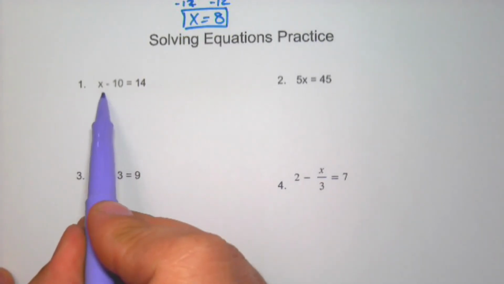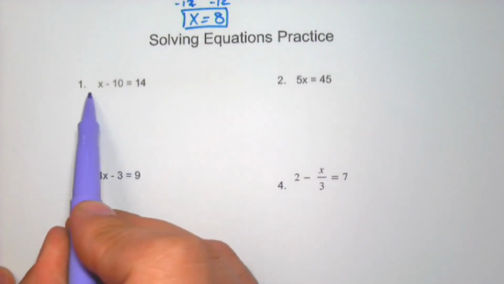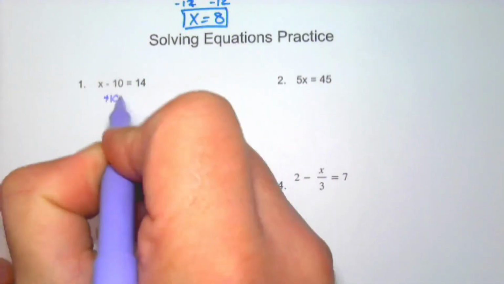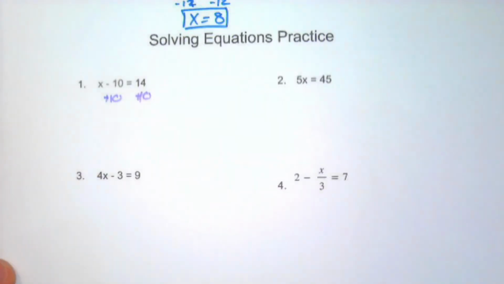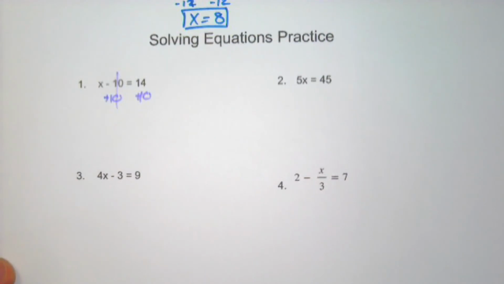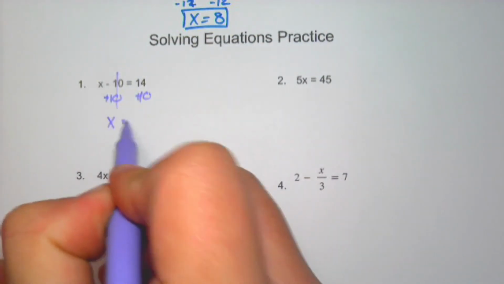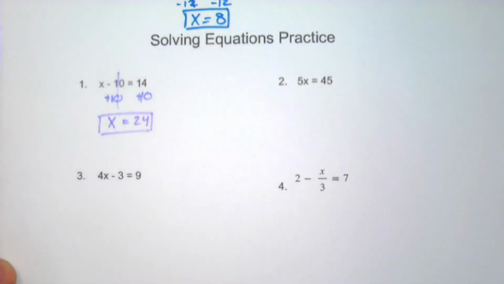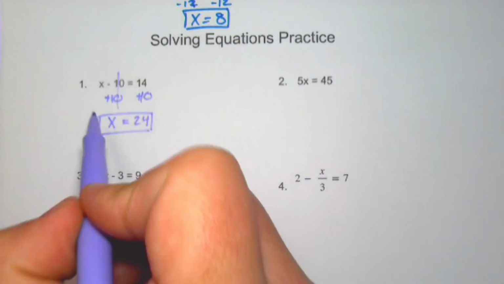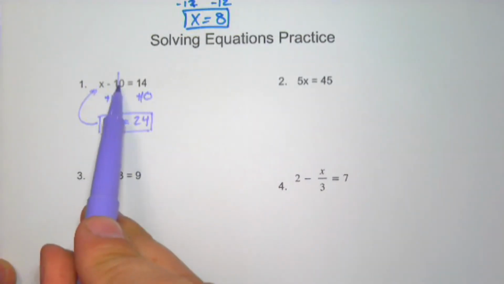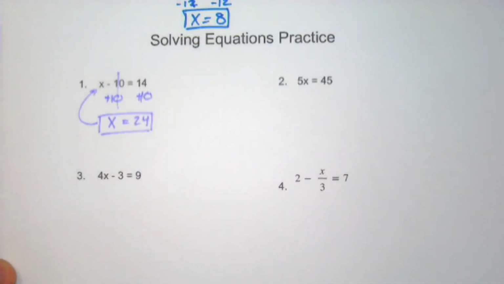For number 1, I see x minus 10. Again, I start where the variable is. And if I see that subtraction, I see that minus, I just want to do that opposite operation. So if I'm subtracting 10 from the x, I add 10 to get it out of there. Well, that leaves the x left over by itself, and then 14 and 10 is 24. Now again, if I was unsure, I could take this 24 and plug it back into the original. I could substitute it and go 24 minus 10. Yep, that's 14. Cool, I did it right.